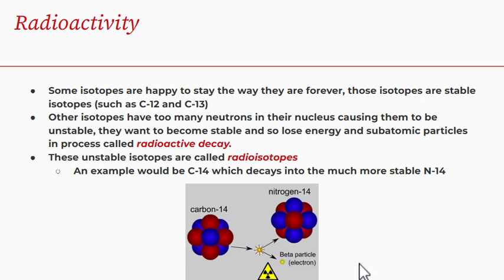So that is our lecture on isotopes. The main thing is they differ in their number of neutrons, but they have the same number of protons and the same number of electrons. And then they can be stable, which we call stable isotopes, and they can be radioactive, which are unstable, and those are called radioisotopes.